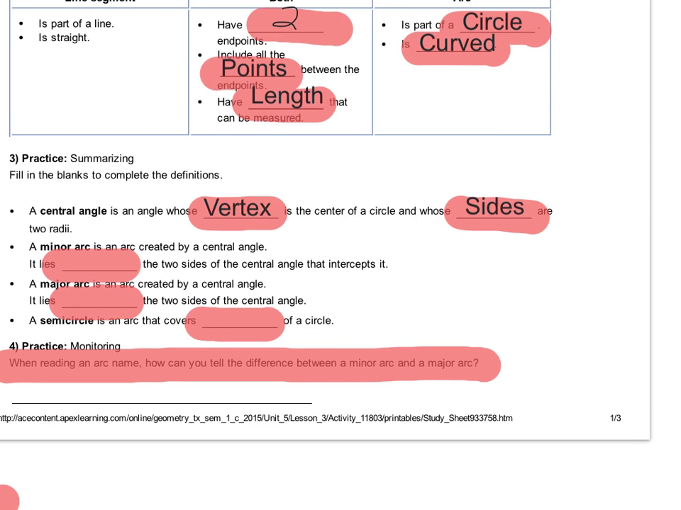When we describe arcs, we'll use three terms: minor, major, and semicircle. A minor arc is an arc created by a central angle. It lies between the two sides of a central angle. A major arc is an arc created by a central angle, and it lies between the two sides of the central angle as well. Oh, I'm sorry, outside. This word should be outside. All right. And a semicircle is an arc that covers half of a circle.